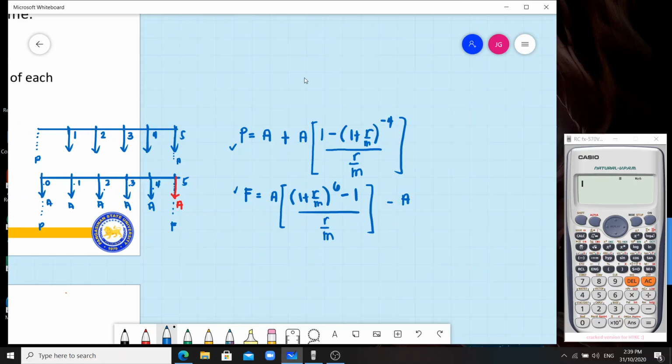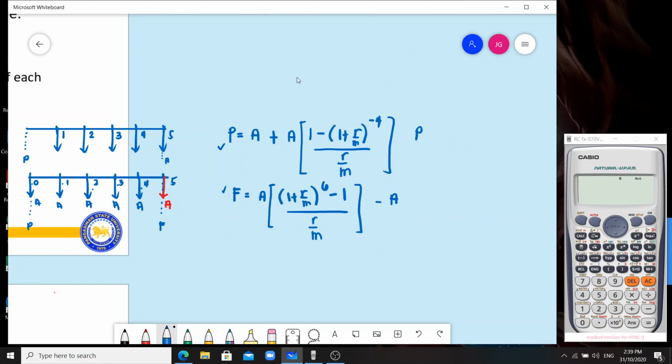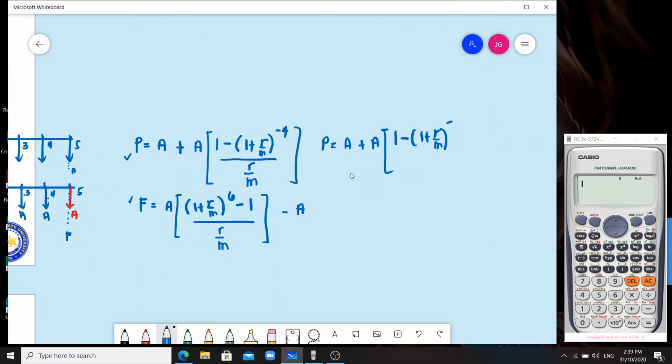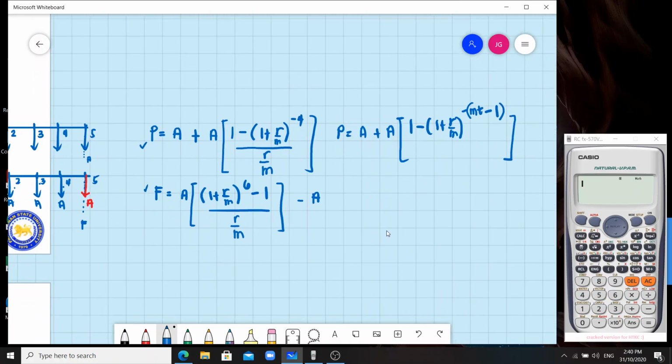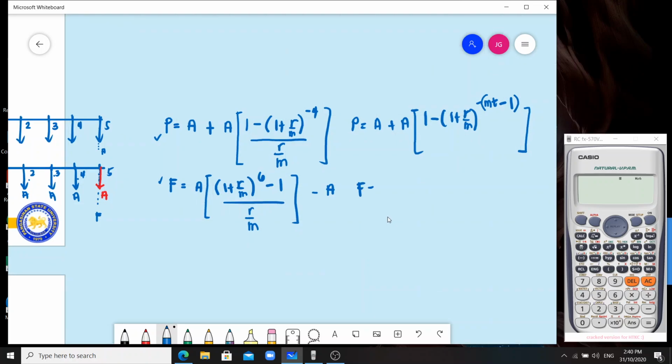Ngayon, kung i-set natin siya as formula, ang P natin is equivalent sa A plus A, 1 minus 1 plus r over m raised to, di ba, ang total payments niya is 5 talaga. So, ang exponent natin is negative mt, okay, minus 1. Next, ang future naman natin is, gagawin natin siyang formula. A times 1 plus r over m raised to mt plus 1 minus 1 over r over m, minus A. Okay, so yan na yung formula.